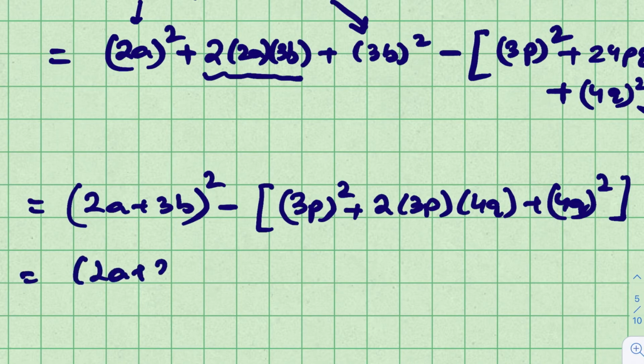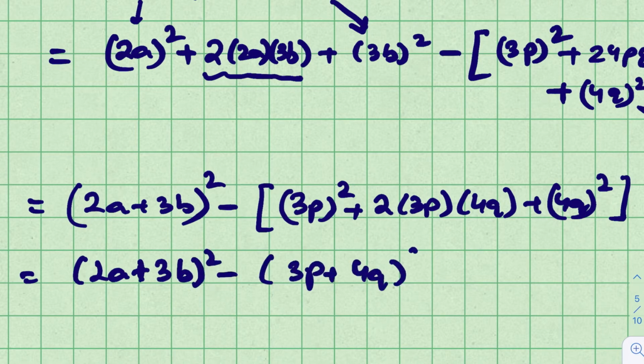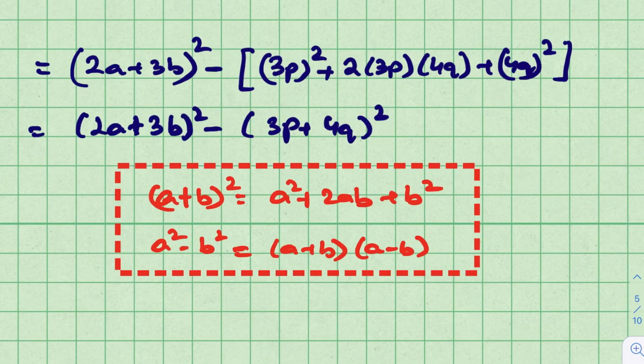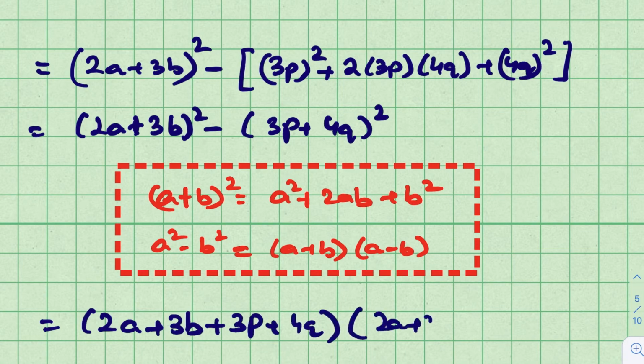Therefore, applying the formula of (a plus b) whole square, we can easily write like this. Now here again we apply two formulas, one is (a plus b) whole square and the other is a square minus b square. Therefore the final answer is (2a plus 3b plus 3p plus 4q) multiplied by (2a plus 3b minus 3p minus 4q). So this is the final answer.